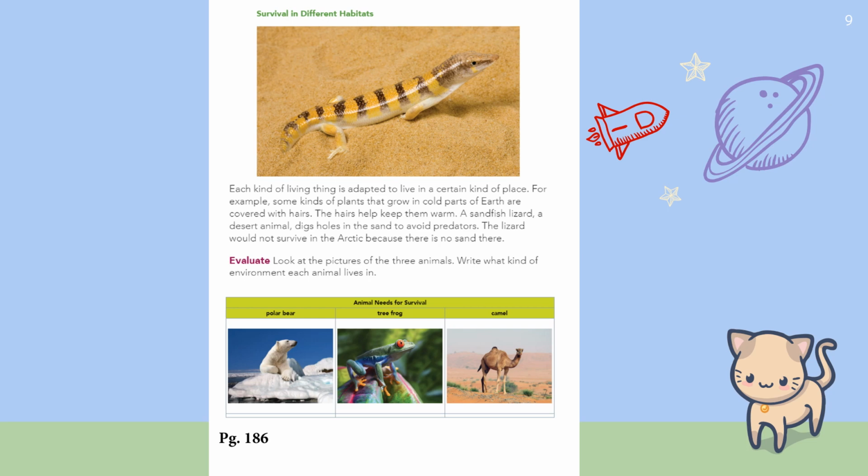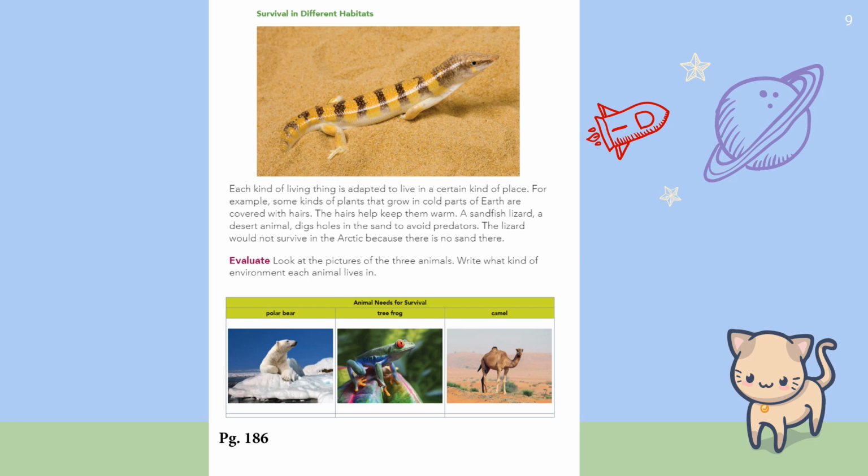So let's look where these animals are. Here's a polar bear. What kind of environment are they in? Does it look really hot there? Or is this polar bear sitting on ice and snow? Here's a tree frog. What about this tree frog? Is he in the same environment as the polar bear? Or is his environment more green and more tropical?